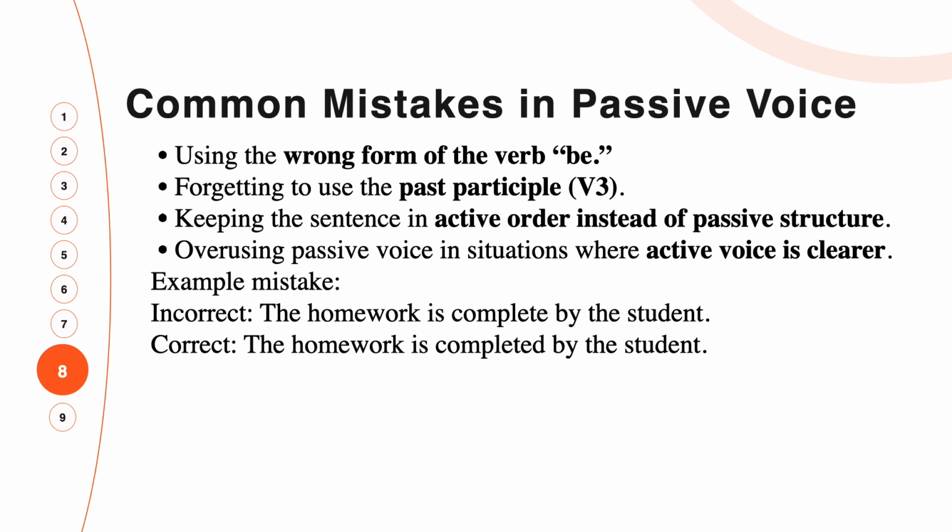In this slide, we look at some common mistakes learners make when they are using passive voice. One common mistake is using the wrong form of verb be. Another mistake is forgetting to use the past participle of the verb. Some learners also keep the sentence structure similar to active voice, which makes the sentence incorrect. For example, the sentence the homework is completed by the student is incorrect. The correct passive should be the homework is completed by the student.